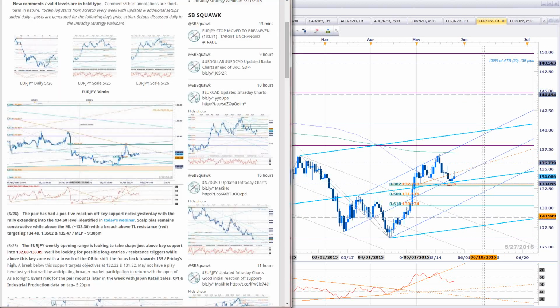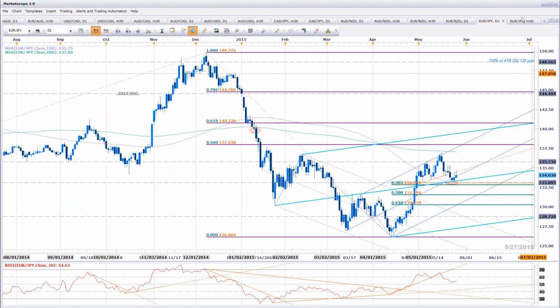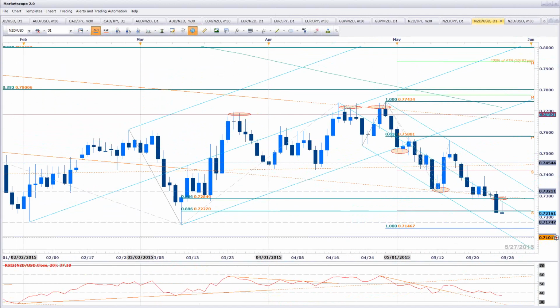All right, moving right along. Kiwi dollar. This one's a little bit more of a preferred play at this point. Here's what the daily chart looks like for Kiwi. So the decline, obviously, we were looking to start the week 72.84.